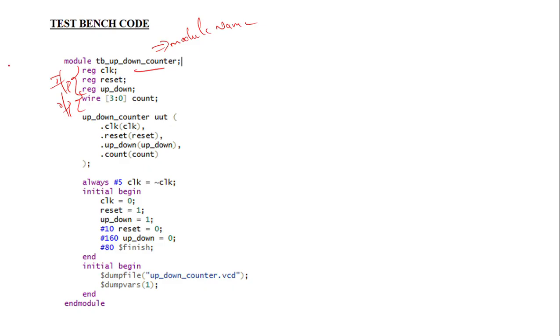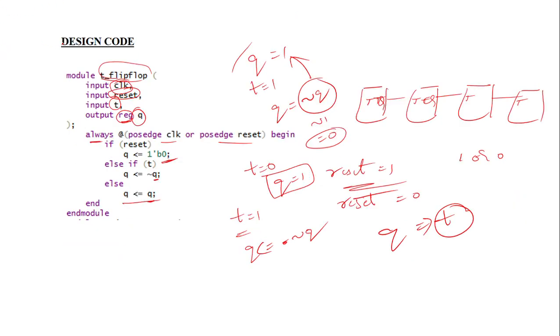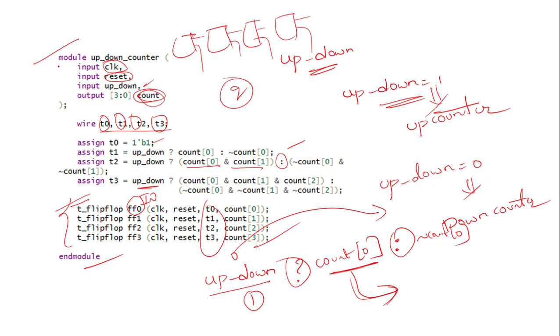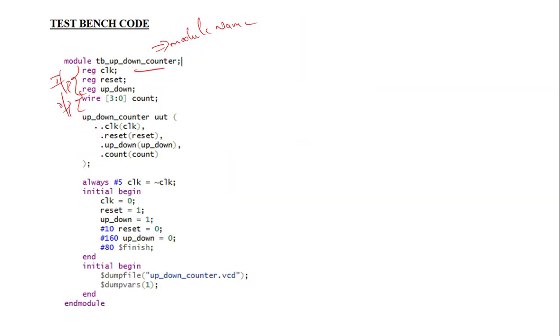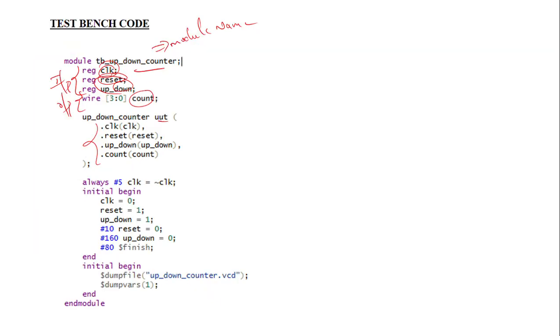So what is our main module here? There are two modules here, but the main module is our up down counter. The T flip-flop is just for internal connections of your main module. That's why you have to write the up down counter test bench code here. So up down counter followed by the UUT instance name. Here we are going to make the port connections: clock, reset, up down count are going to be connected with the test bench clock, reset, up down count.